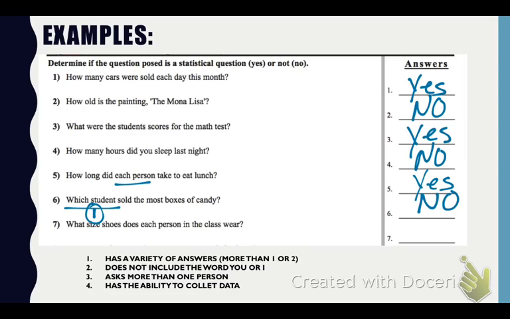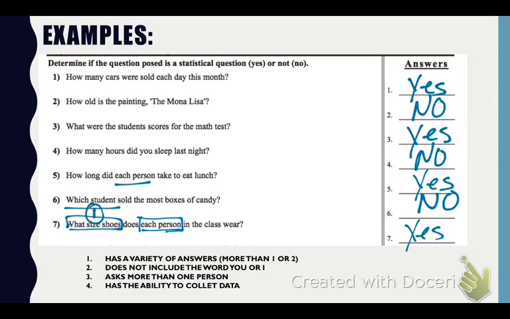Okay? What about number 7? What size shoes does each person in the class wear? Well, once again, we're talking about each person. So that's not one person, that's each person in this class, which might be 30 kids. Okay, and what size shoes? Well, size shoes, there's multiple sizes, correct? So we have multiple answer choices, and we're asking multiple people. That makes it a statistical question. So the answer is yes.